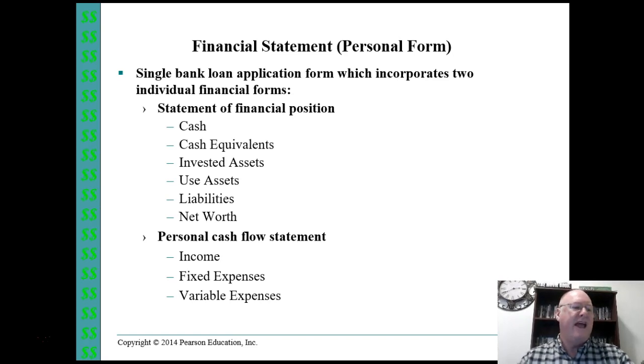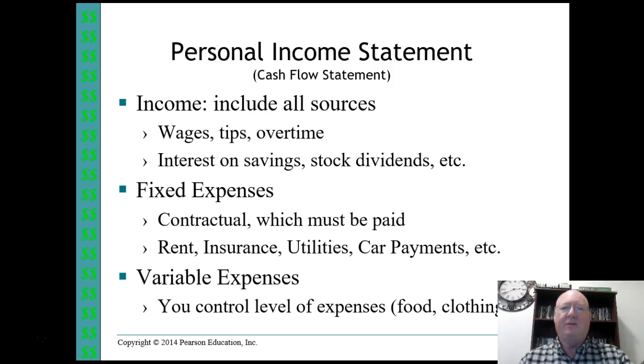So let's look first at the cash flow statement that they're going to be looking at. Obviously, income is going to be income that you would include from all sources: wages, tips, overtime, any interest that you may have on savings or stock dividends. If there's been any income from trust payments or sale of investment assets or any of those kinds of things, you would include that within the period that it actually occurred. The business equivalent of this statement is also referred to as an income statement. So your income is all your cash inflows.